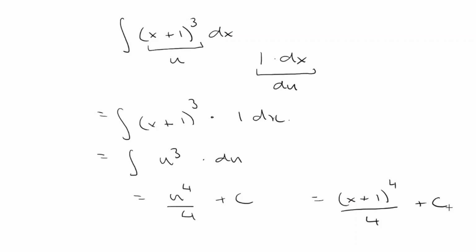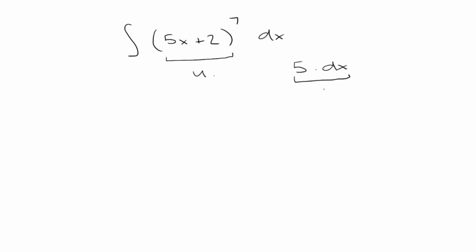Right, so let's have a look at one more example. Say we've got something like the integral of 5x plus 2 to the power of 7 dx. So we need that as u, and we need 5 dx as du. So that's our aim. Well, if we put 1/5 outside, that will give us 5x plus 2 to the power of 7 times 5 dx. So now that's really the equivalent of that.